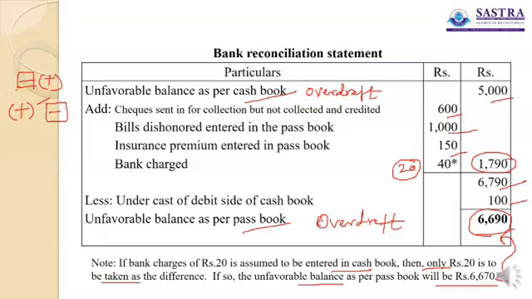So this is a kind of bank reconciliation statement in which the complications are the undercast of the debit side of the cash book and these additions and deductions. What I have taken, all deductions are added here and all additions are deducted here. This is what I symbolized. Let us go.